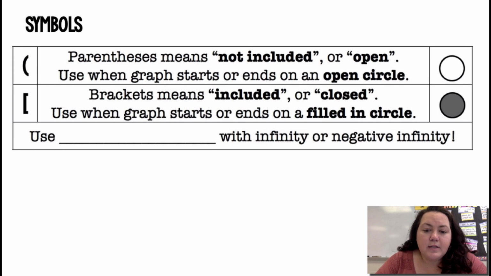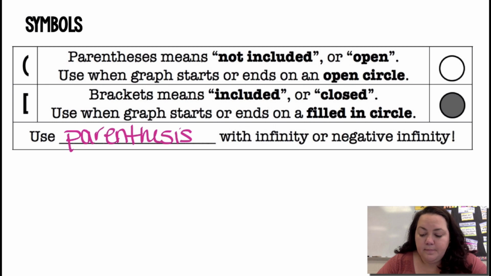So we use the parentheses and an open circle, and the parentheses means not included or open. When we graph, if it starts or ends with an open circle, then you know those go together. So the parentheses and the open circle go together. And then bracket means it's included or it's closed. So when a graph starts or ends with a filled in circle, we use the bracket. And we always use parentheses for infinity or negative infinity.